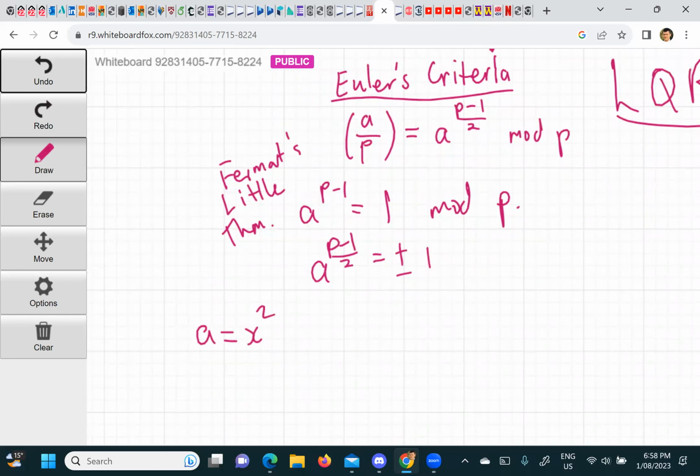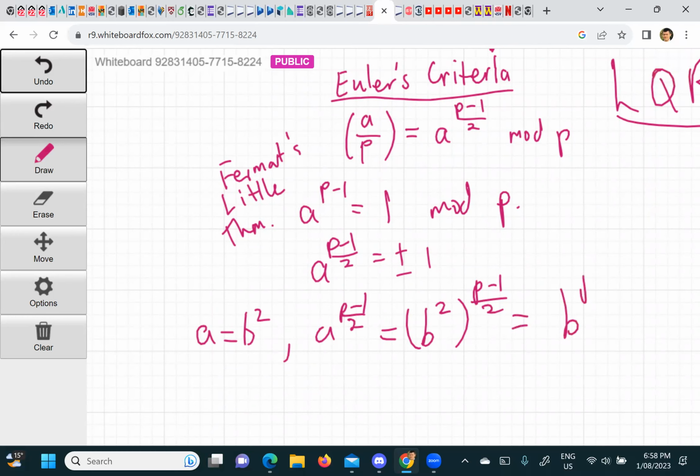Well, if a is a square, so a equals x squared, actually let's not use x, let's use b. If a is b squared, then a to the (p minus 1) on 2 is equal to b squared to the (p minus 1) on 2, which is equal to b to the p minus 1, which is equal to 1. So that's why if a is a square, it equals 1.